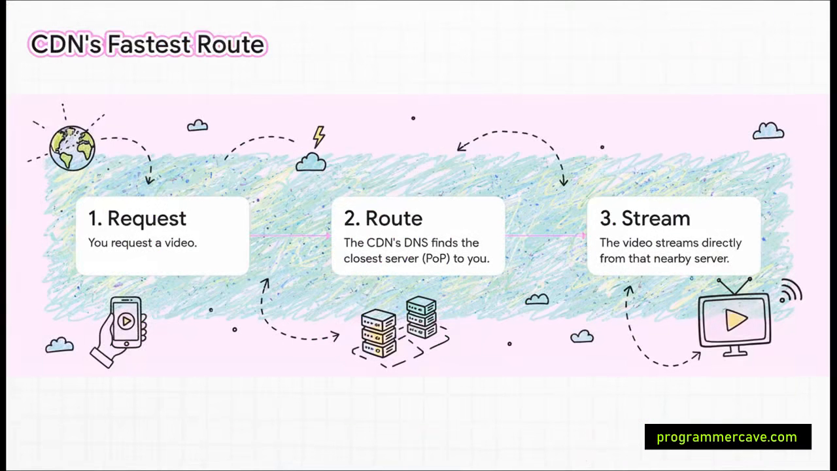So here's how it all works in practice. When you click to watch a video, your request doesn't go all the way to the original server in, let's say, California. Nope. Instead, the CDN has this really smart DNS system that instantly figures out where you are and finds the closest POP to you.